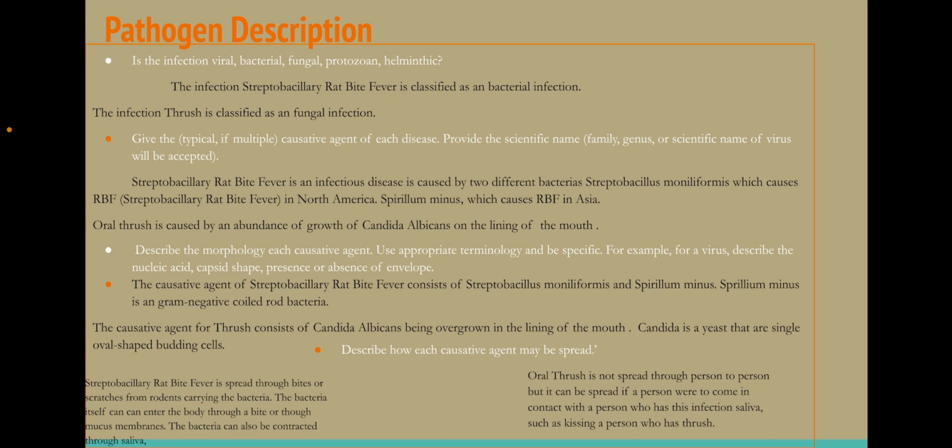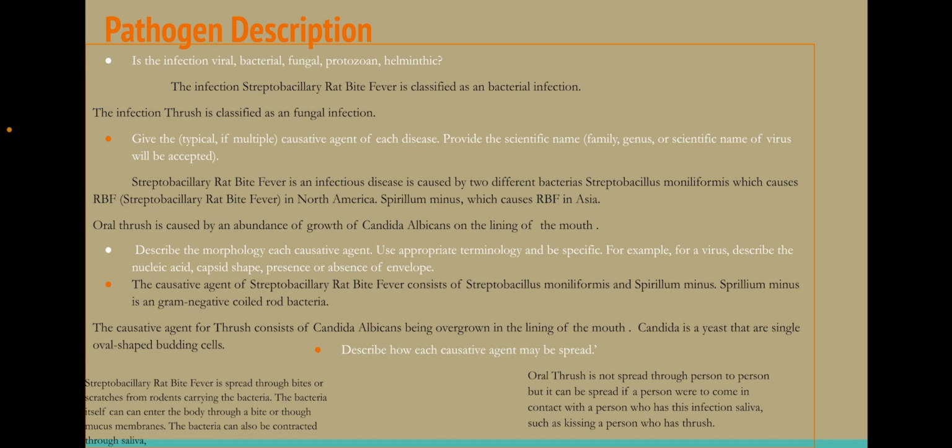Describe the morphology of each causative agent. Use appropriate terminology and be specific. The causative agent of Streptobacillary rat bite fever consists of Streptobacillus moniliformis and Spirillum minus. Spirillum minus is a gram-negative coiled rod bacteria. The causative agent for thrush consists of Candida albicans being overgrown in the lining of the mouth. Candida is a yeast, which are single oval-shaped budding cells.